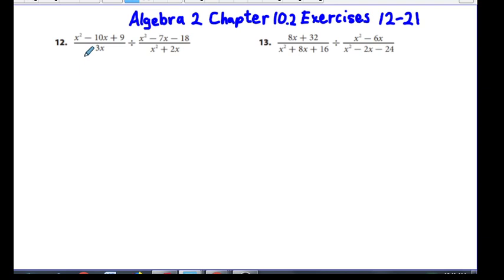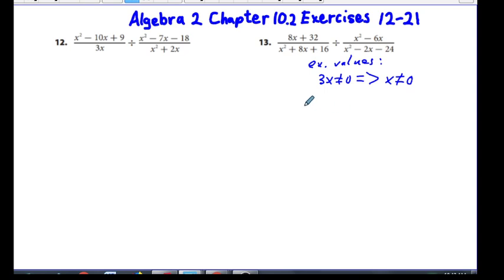Okay, number 12 is a continuation. It's on the next sheet of paper. Those who went got it picked up. Same sort of thing. Dividing by a fraction is the same as multiplying by its reciprocal. So we have for our excluded values, and we'll write them on the right. Excluded values. Okay, we have 3x cannot equal 0. So x cannot equal 0.